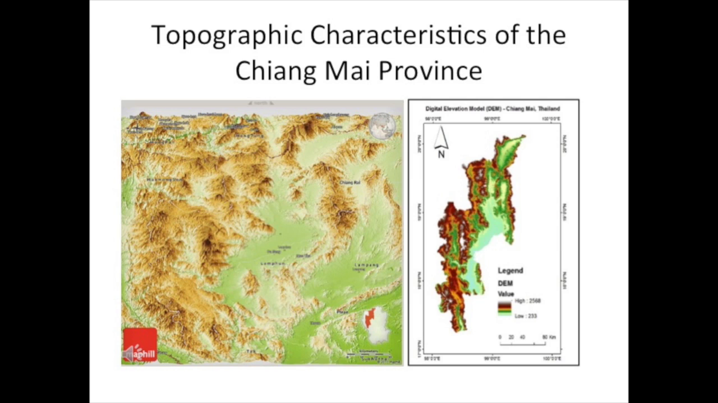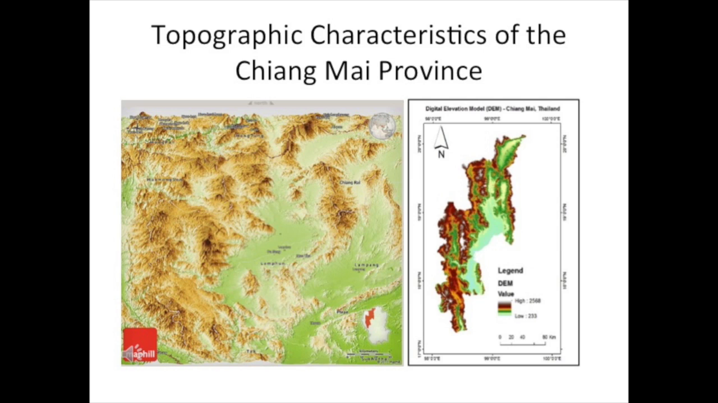The province of Chiang Mai is a mountainous region with altitudes ranging from 200 to 2,500 meters above mean sea level. Average temperature is 25.8 degrees Celsius, and annual precipitation is 1,140 millimeters per year.